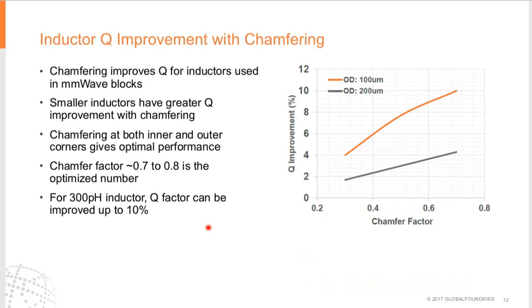This PDK is also very friendly for the millimeter wave design. We provide PCELLs with chamfering. The chamfering is very important in millimeter wave design. For a small inductor used in millimeter wave, say a 300 picohenry inductor, if we use chamfering in a radial layout, we can see that the Q factor can be improved about 10%. This is not necessary for sub-6 GHz, but it's very important for millimeter wave. We provide this one in the PDK. It's very friendly for the millimeter wave design.